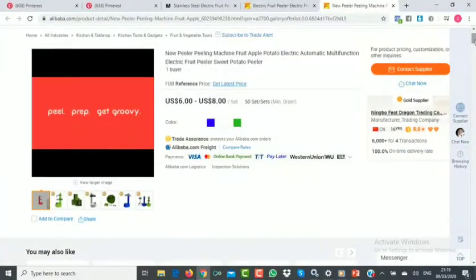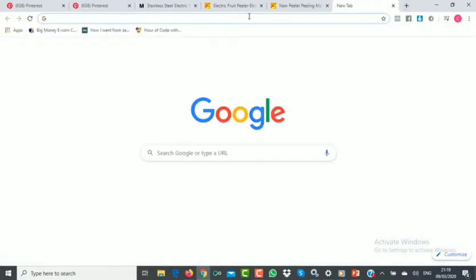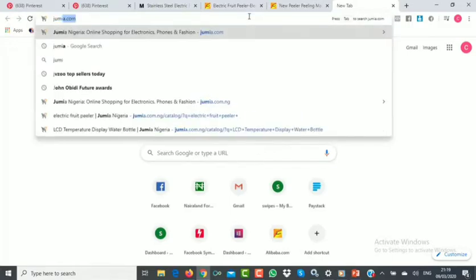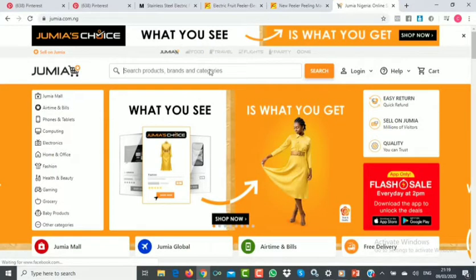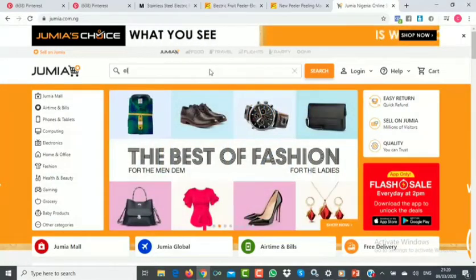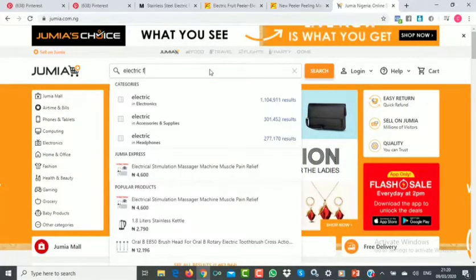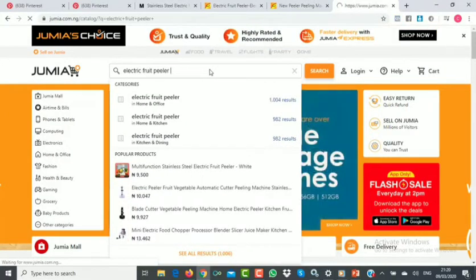Now, when you're done with this particular stage, the next thing you're going to do is to head on to Jumia to see how saturated this particular product is. Now, the Jumia test is how you know how much Nigerians know about the product and if they are actually downloading it and bringing it down to Nigeria. So we're going to put electric fruit peeler and see what pops up.